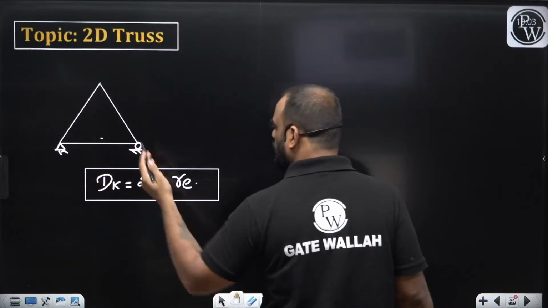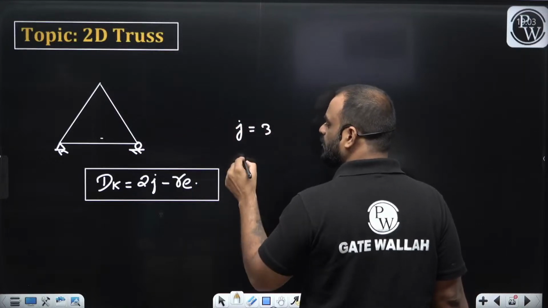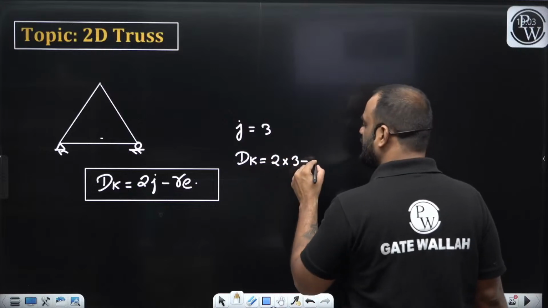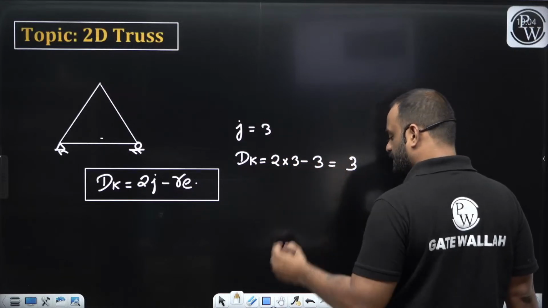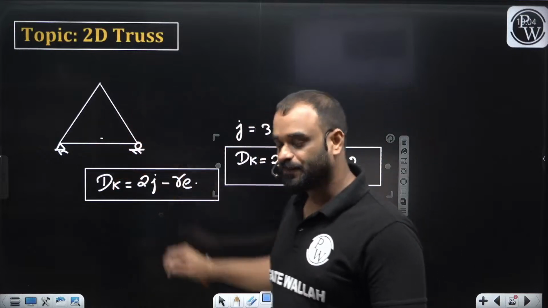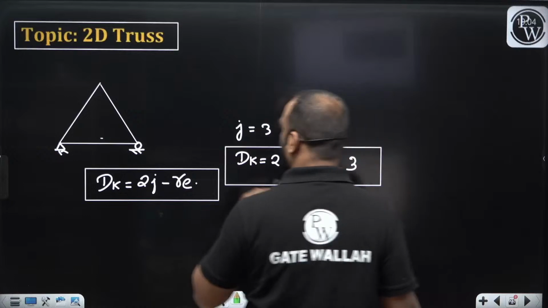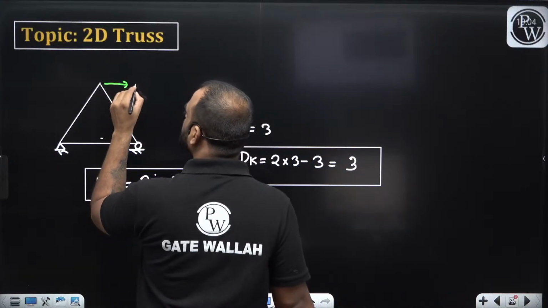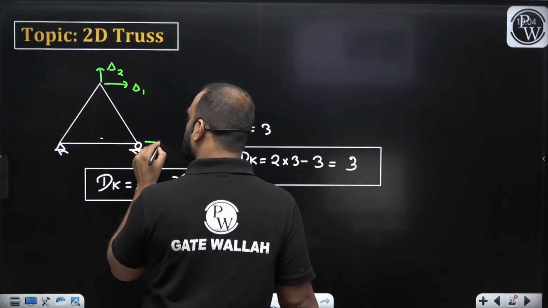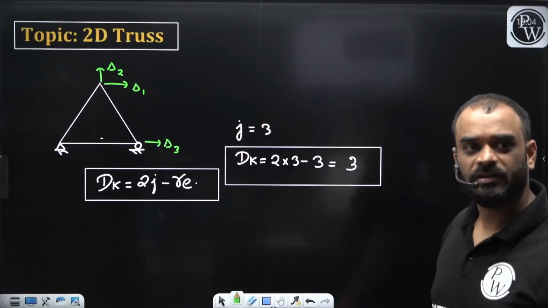So let us do this particular problem. How many joints do we have? 1, 2, 3. So let us calculate the value of DK: 2 into 3 minus RE. RE is 3, so it is equal to 3. That means 3 joint displacements are possible for this structure. Let us show it also. This one is delta 1, this one is delta 2, and this is delta 3. That's it.